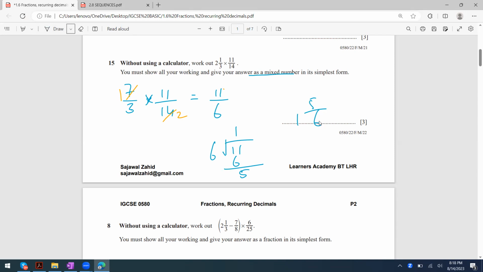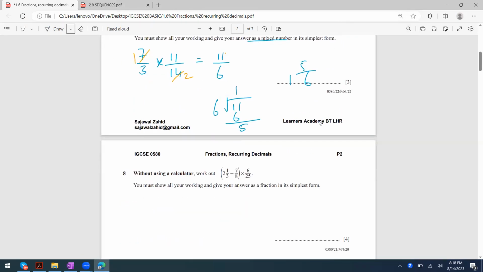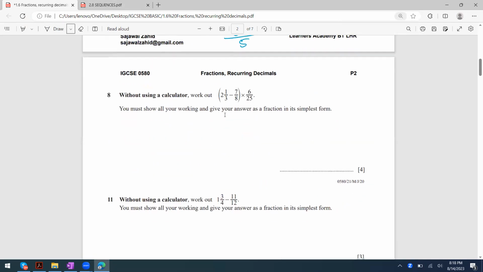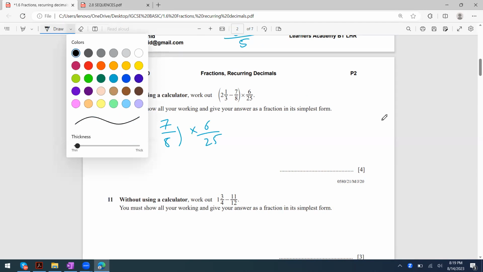Okay, if any problem or confusion, tell me. No, sir, clear. Thank you. Okay, let's do one more. This is a bit long. This has subtraction also, without using a calculator, so you have to show all the working here. Working has marks, 4 marks. 3 twos are 6 plus 1, 7 over 3 minus 7 over 8. So, sir, do we have to make the denominator the same? Yes, in brackets. Yes, perfect, Abdullah. Yes, we need to do that.